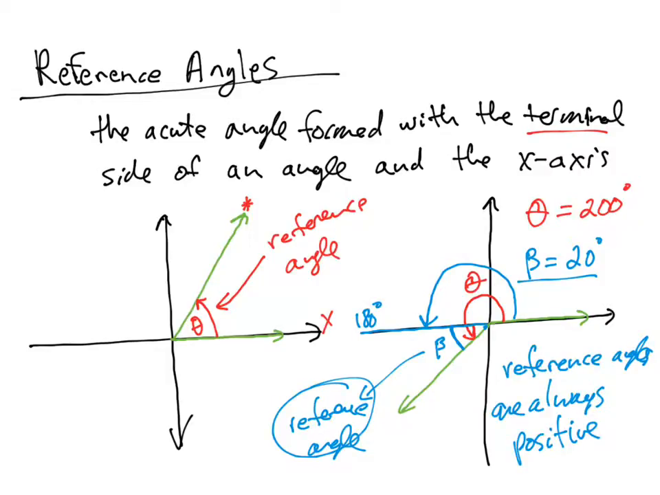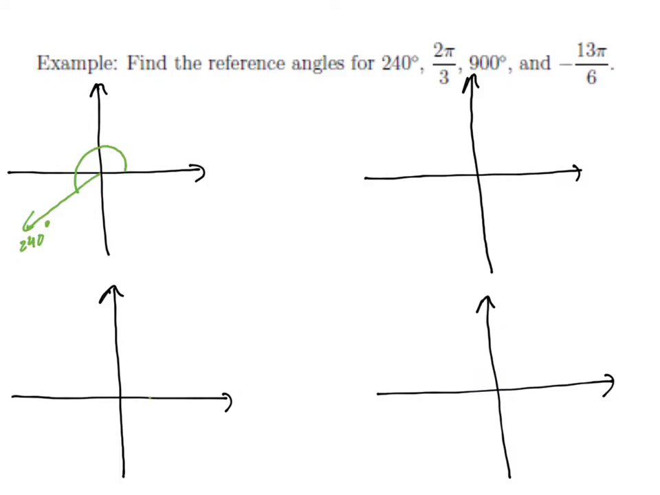Okay, so no matter what angle we're looking at, if we want the reference angle to that angle, we're always going to have a positive value. So let's actually find some reference angles here. The first one, we have 240 degrees. It's a little bit beyond halfway around the circle, because we know halfway is 180 degrees. So the reference angle is this angle right in here. And that distance, let's call that theta. So theta here is going to be 60 degrees, just 240 minus 180. So 60 would be the reference angle for this first one.